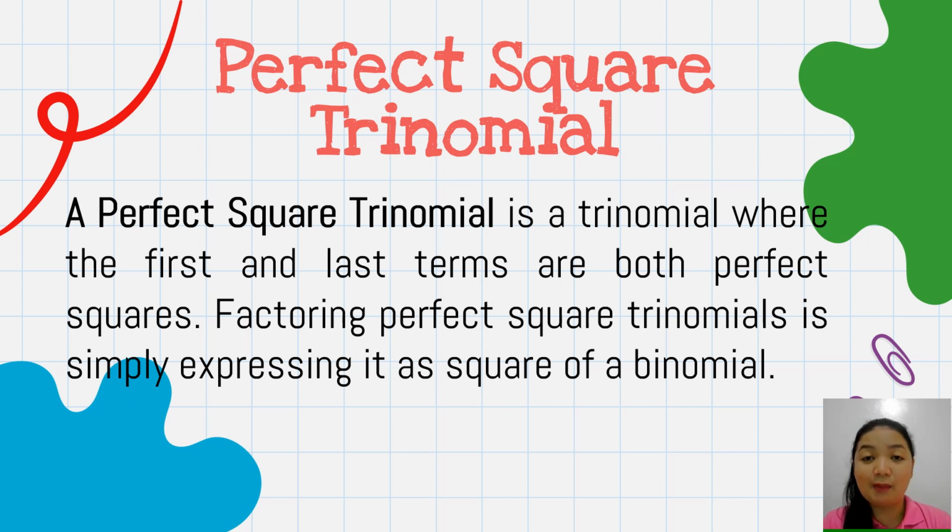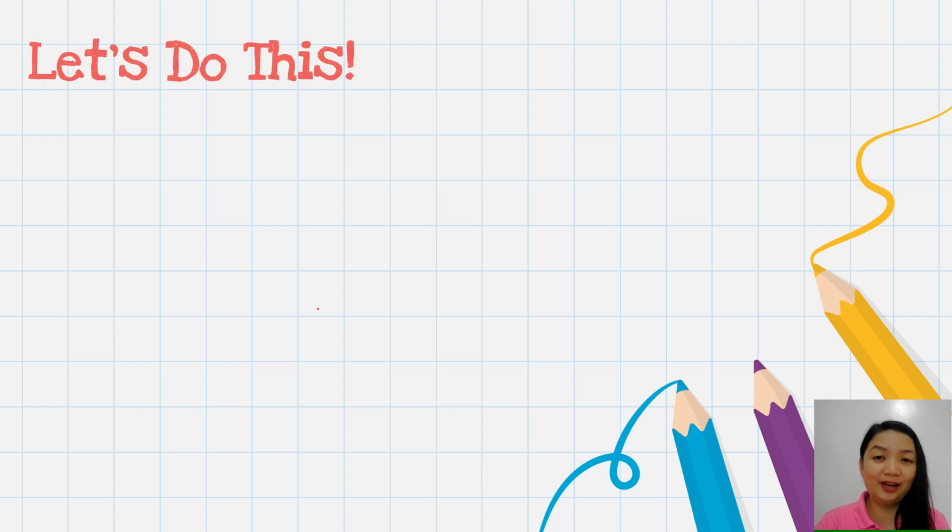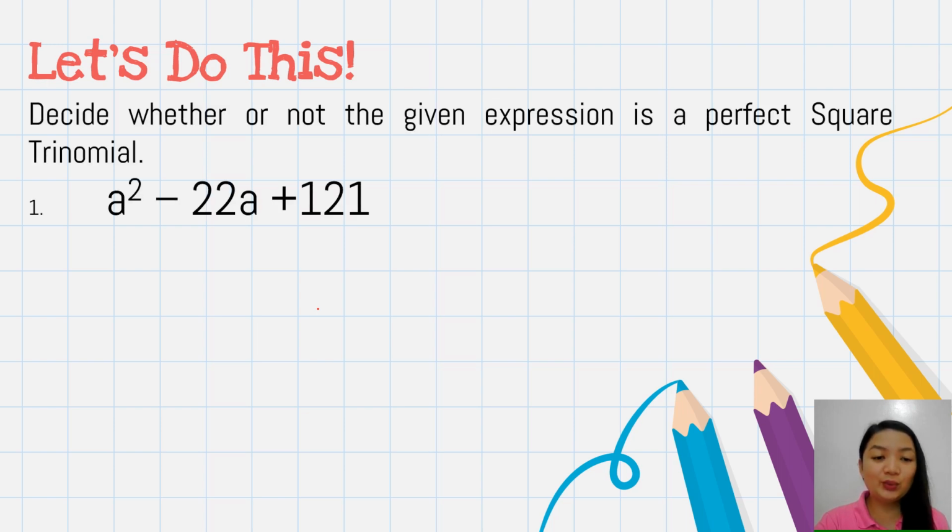For the following examples, we are going to determine if the trinomial is actually a perfect square trinomial or simply a trinomial. So let us have the following examples. For the first one, we have a squared minus 22a plus 121. First, we must get the square root of a squared as well as 121.